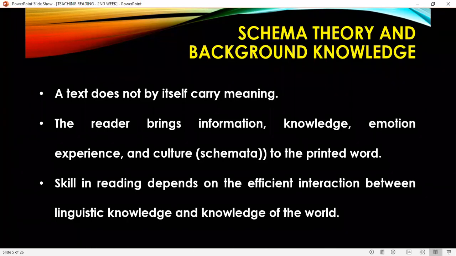Skill in reading depends on the efficient interaction, remember, interaction between linguistic knowledge and knowledge of the world. All right, so there is an interaction. That's why we call it the interactive process of reading. We are going to make this interaction between the linguistic knowledge. Linguistic knowledge means the knowledge that you have about a language. Remember that we talked about this in the previous modules. Phonetics, phonology, morphology, syntax. This is the linguistic knowledge. So they join the linguistic knowledge with the knowledge of the world. It means their own emotions, their own experiences, their own values. So they match these two and have comprehension, all right? They could have comprehension, okay?